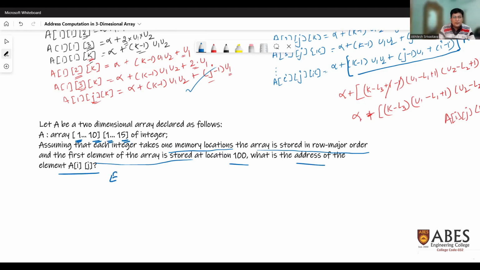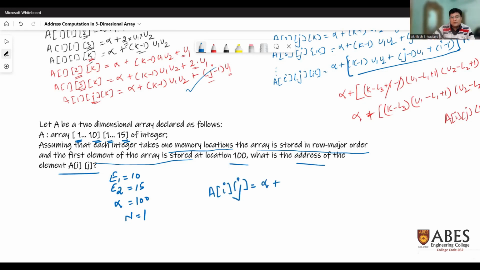So let us first find out the first dimension, that is equal to 10 minus 1 plus 1, it means 10. The second dimension will be 15 minus 1 plus 1, it means that will be 15. Here the base address is 100, and every element is taking 1 byte for the storage. So we are going to find out the address of A[i][j].